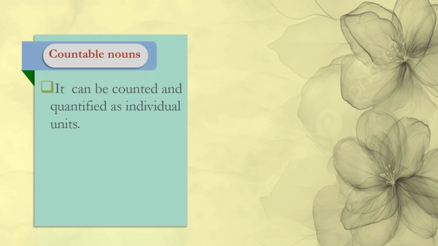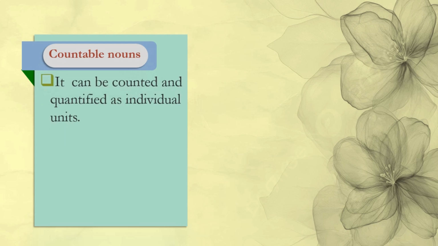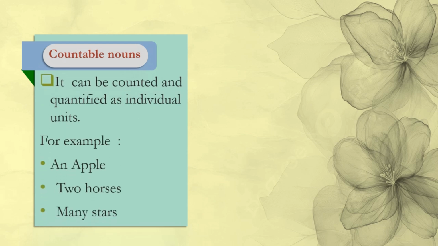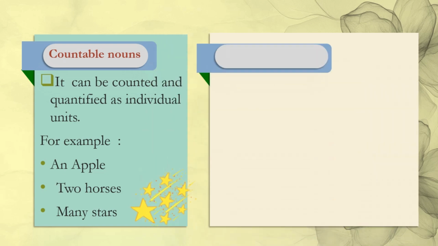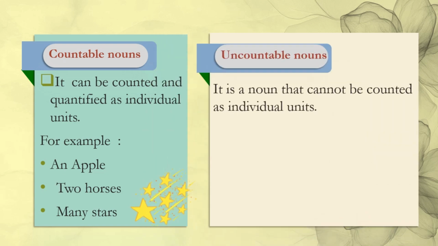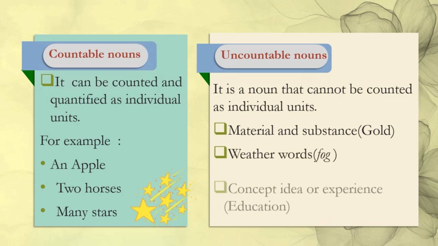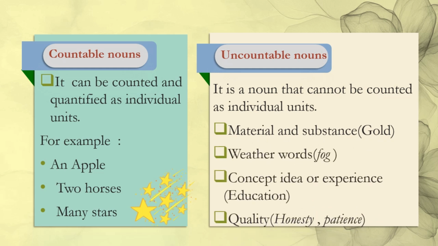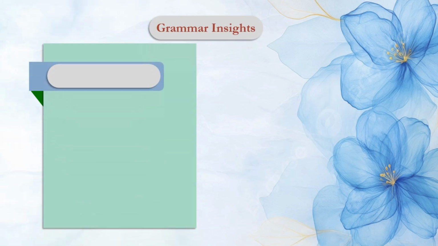All nouns fall into 2 categories, countable and uncountable. Countable nouns can be counted as separate items. Examples: an apple, 2 horses, many stars. Uncountable nouns cannot be counted individually. Examples: gold, fog, education, honesty. Uncountable nouns can be either a concept or a material mass, for example gold in grams and water in liters. Test it, can you say 3 before a name? If yes, it's countable.